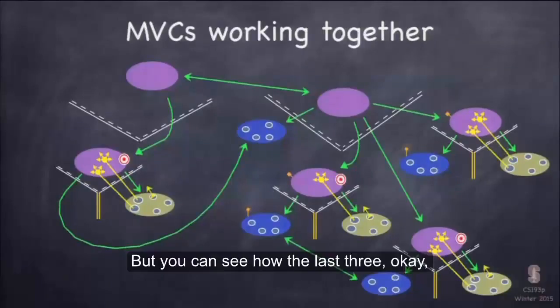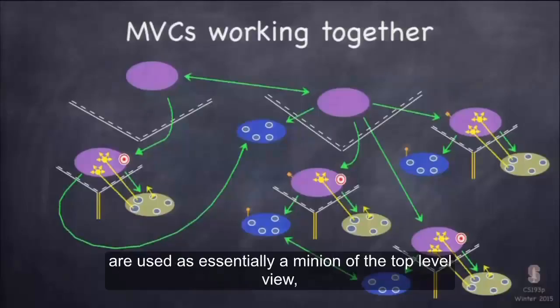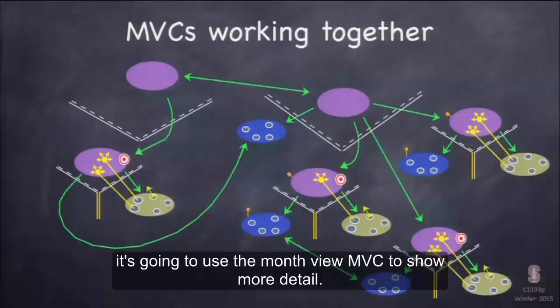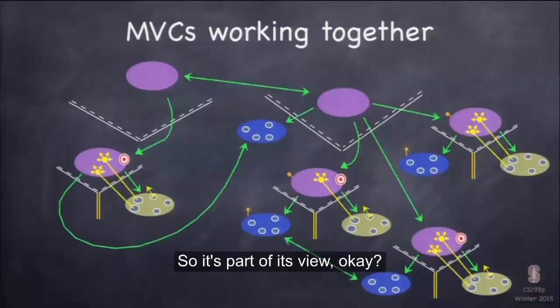But you can see how the last three are used essentially as a minion of the top level view, the year view, to show more detail. So with the year view, you click on a month, and it's going to use the month view MVC to show more detail. So it's part of its view.